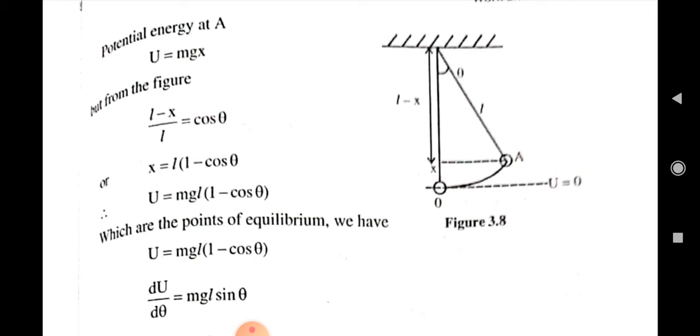So what will be du by d theta? Du by d theta is equal to mgl sin theta, since the derivative of minus cos theta is sin theta. So we can say that du by d theta is equal to 0 at theta equal to 0, or when theta is equal to pi. So we can draw a graph.